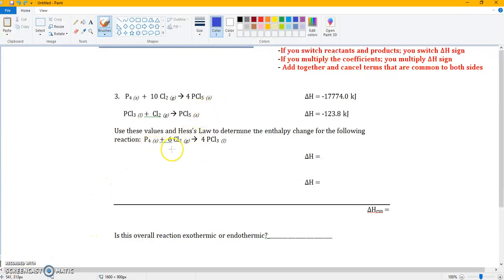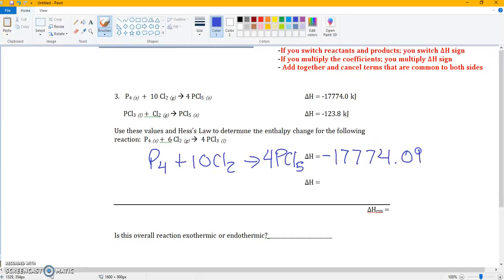Alright, so I know that I want P4 as a reactant. This first equation has P4 as a reactant, so I'm just going to write it down. P4 plus 10 Cl2s go to 4 PCl5s. And because I didn't do anything, I'm just going to copy down the enthalpy that was originally with it. Then I look over here and I see Cl2, and I see that Cl2s are on both sides. I already have it, so I'm not going to worry about it.